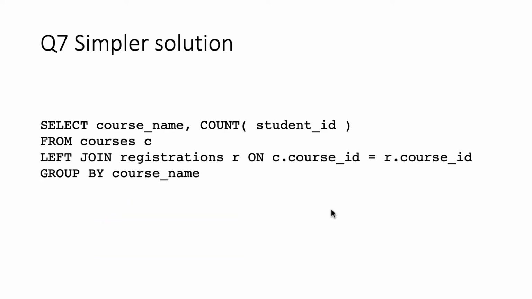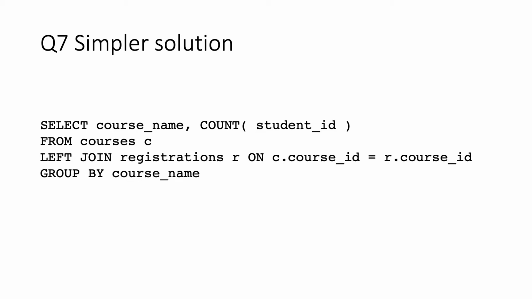Okay, but we can also do the same thing with the simpler solution. I can do courses, I mean, I'm adopting the simpler solution here. I'm just saying courses left join registrations, and then we can group by course name and count it. Count student ID, right? Because student ID is the one which is going to be null if the course has no registrations.